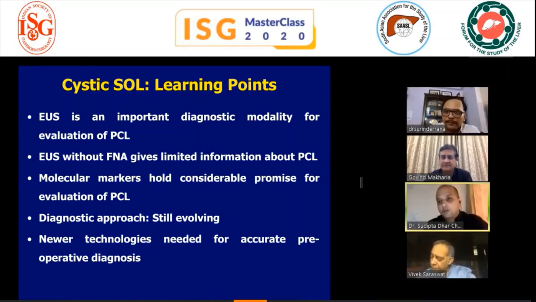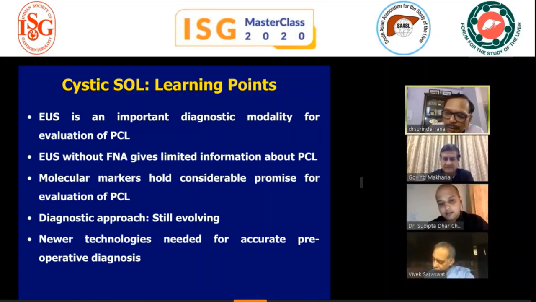And is there a role for pancreatoscopy or spyglass in the diagnosis of cystic lesions of pancreas, especially IPMN? I think it's a very good question. Pancreatoscopy is quite helpful in patients with main duct IPMN, where you can go inside, sample the pancreatic juice, look for cells. You can even biopsy the pancreatic duct and look for IPMN.